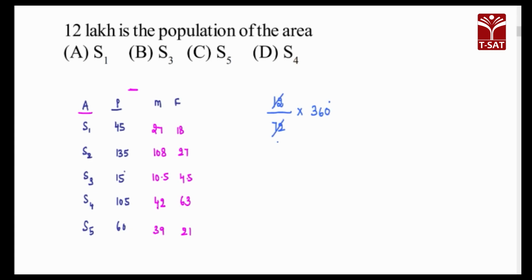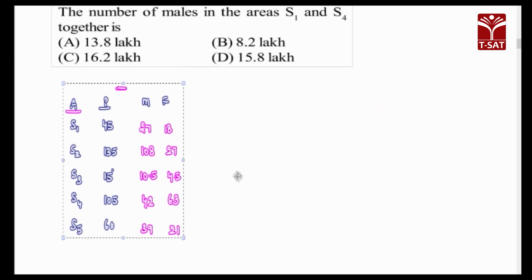12 ones are 12, 12 sixes are 72. 360 by 6 is 60 degrees. So 60 degrees is actually the population of S5. So this is S5 here. Look at the next one.